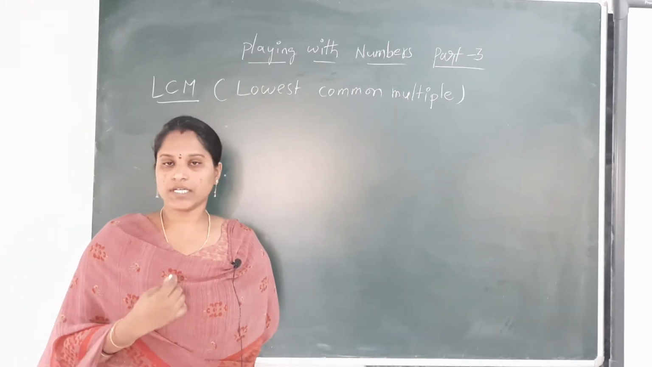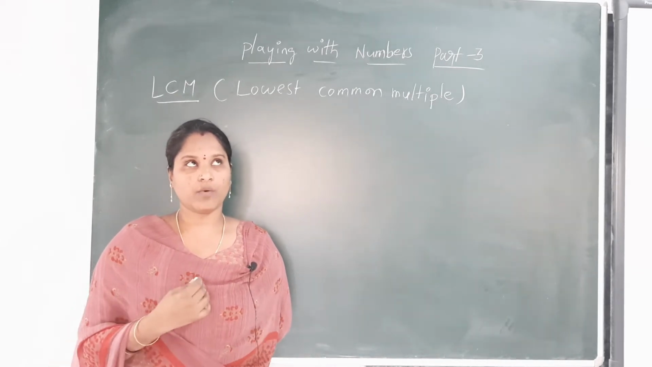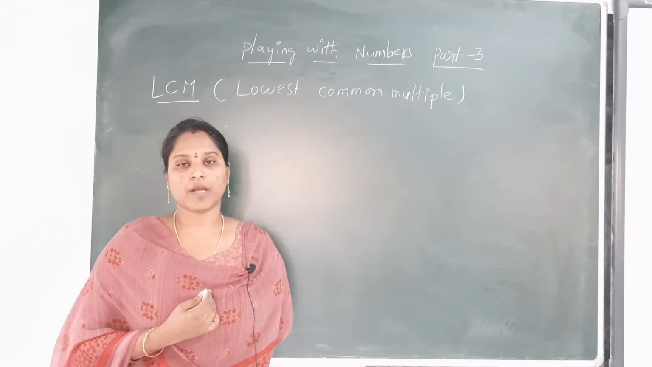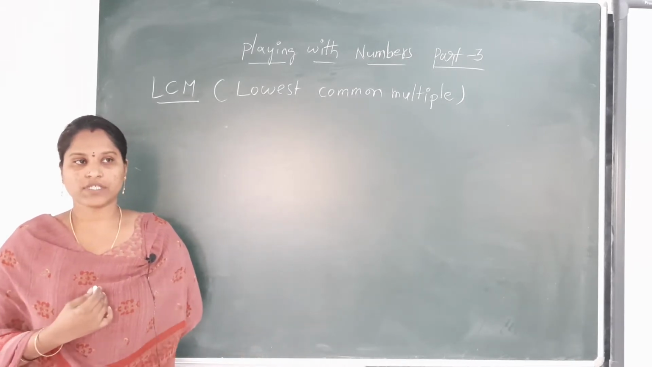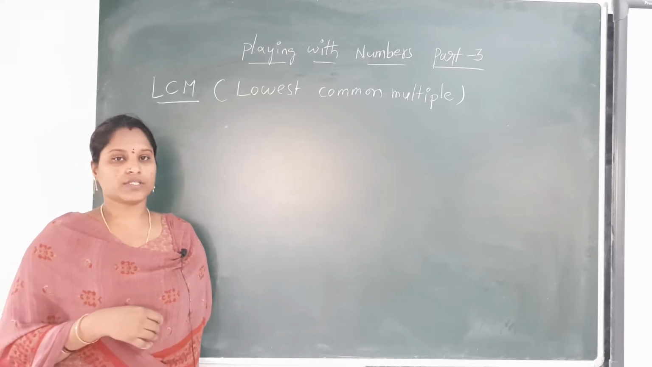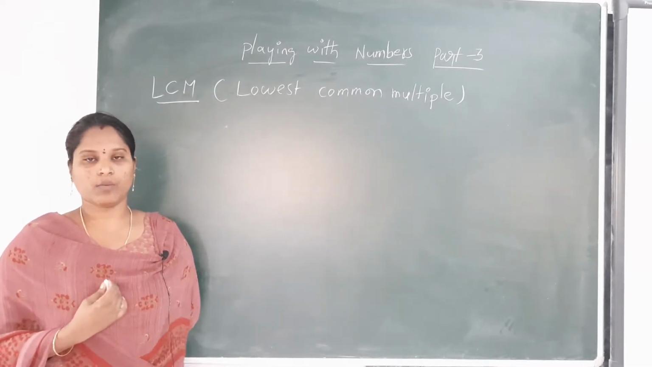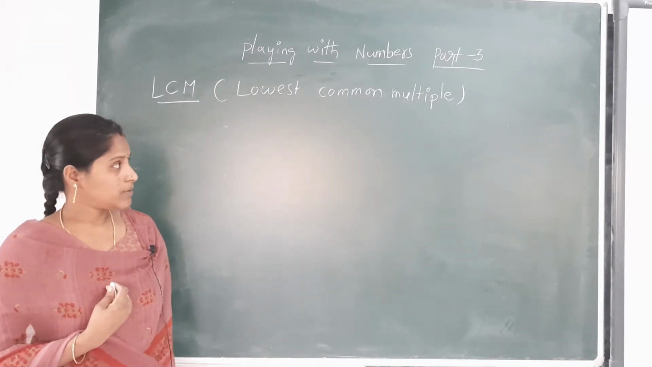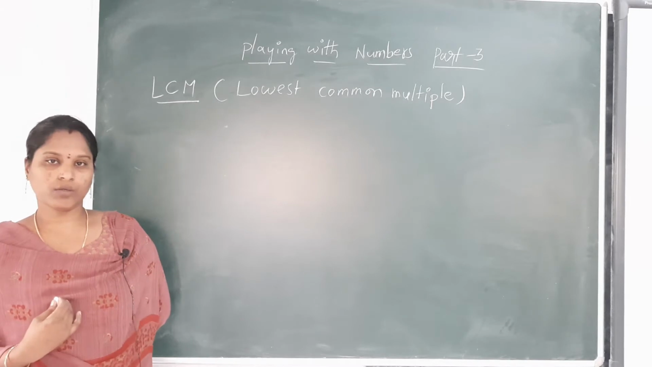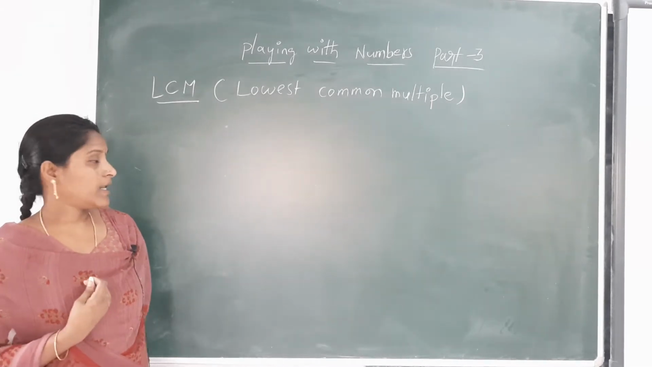Already we have discussed in our previous class about divisibility rules, what are whole numbers, what are prime numbers, and what are composite numbers. Today we are going to discuss LCM. LCM means lowest common multiple, lowest or least common multiple. Today we are going to learn how to do problems on LCM.